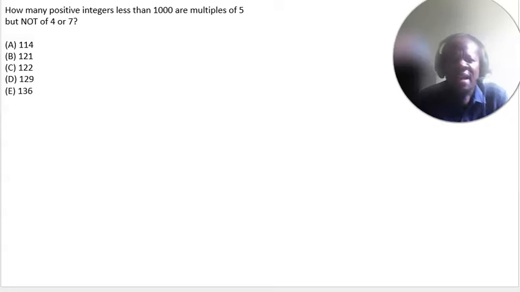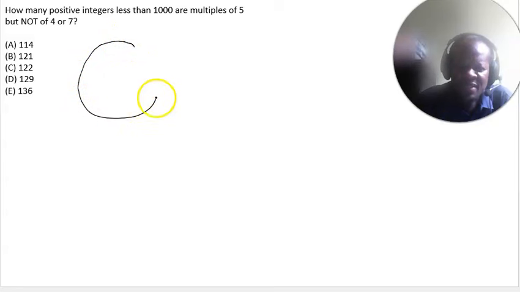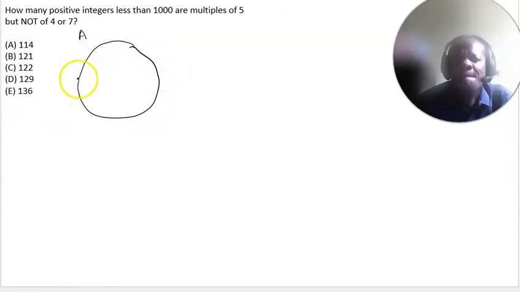But first, let's draw a Venn diagram, since when you are dealing with sets, the Venn diagram is very important in some cases. So let's call this A, and A is the universal set and contains all the multiples of 5 greater than 1 but less than 1000, because how many positive integers? So we are looking at between 1 and 1000. Take note, multiples of 5 less than 1000.